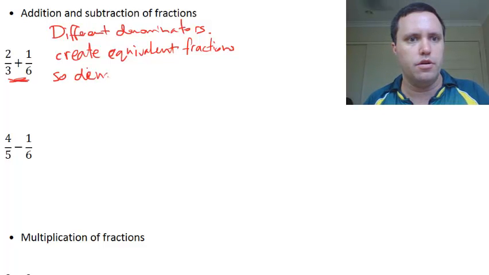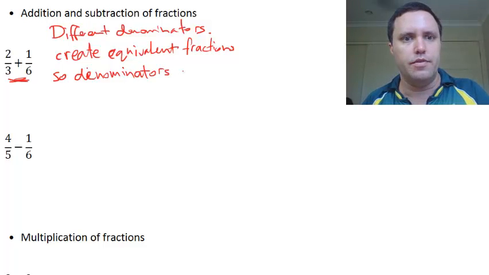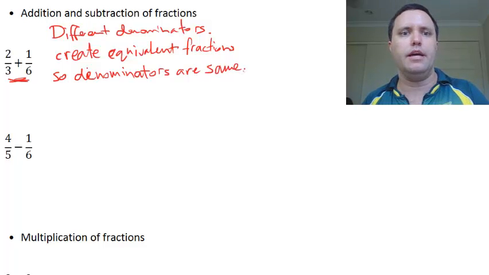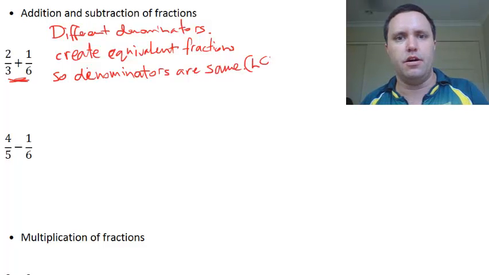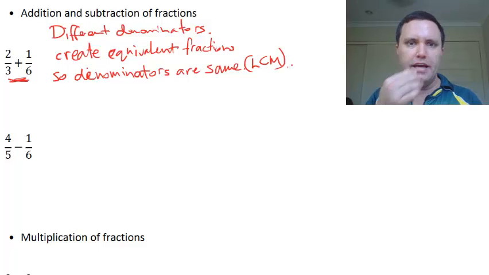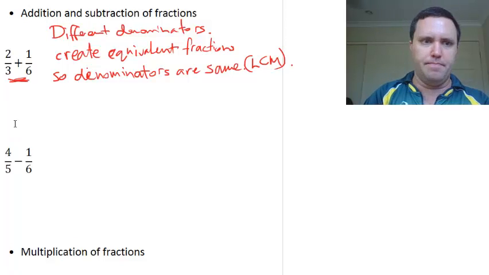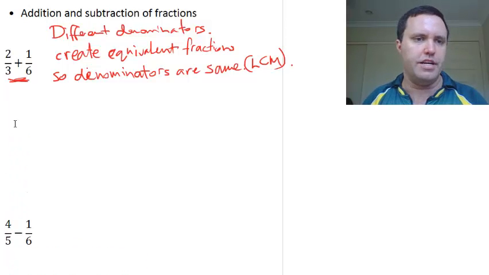So denominators are the same. Ideally that number is going to be the lowest common multiple of the two. Now this is a pretty easy one, you might recognize. There's sort of a reason for that, really, we're just flying through it.